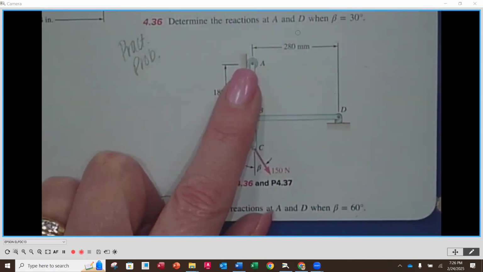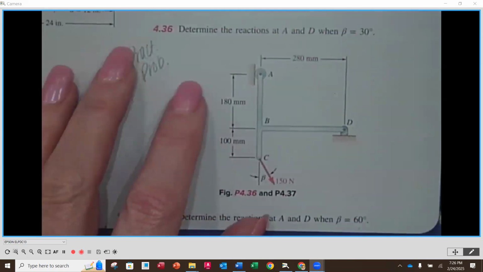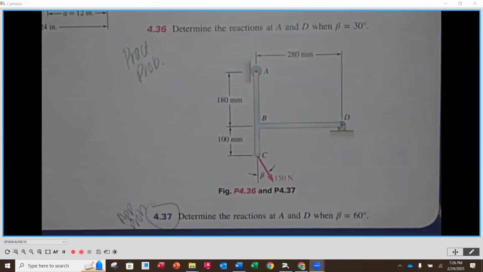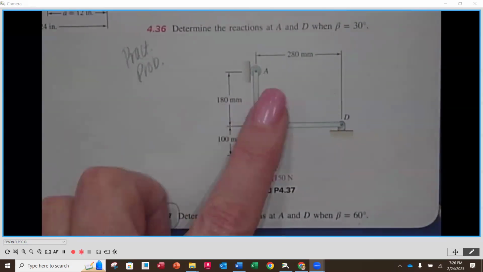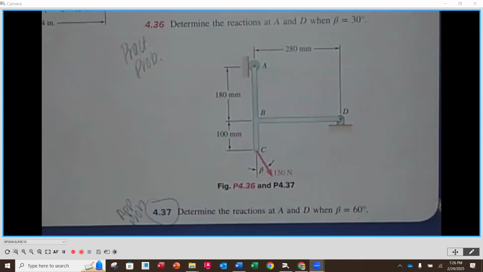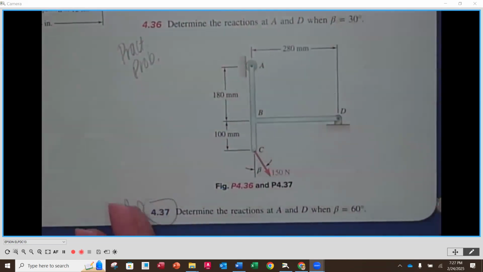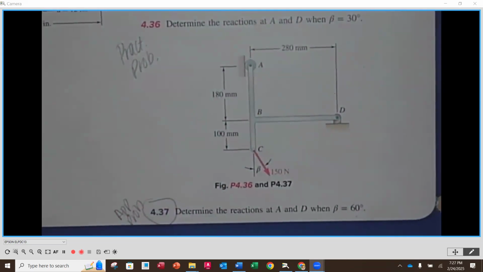Let me go back to virtuals. Let's see who hasn't gotten a chance yet. Alexander, what are you thinking? What type of a reaction or what type of a support is A? Is it a roller? It's a roller, exactly. A roller is always going to have one reaction. It's going to be perpendicular to the surface that it's riding on. So since this surface is vertical, our reaction at A is going to be horizontal.